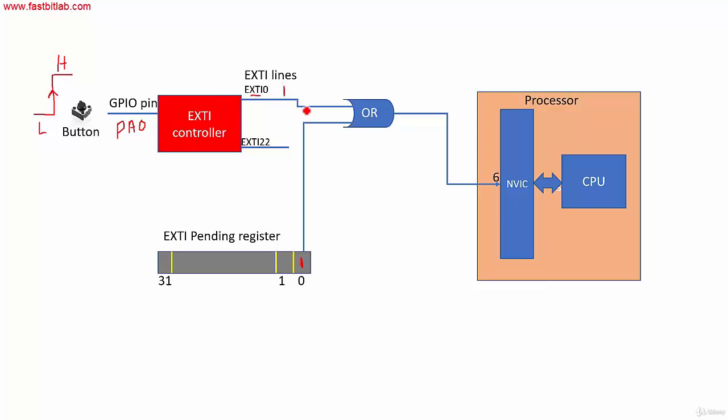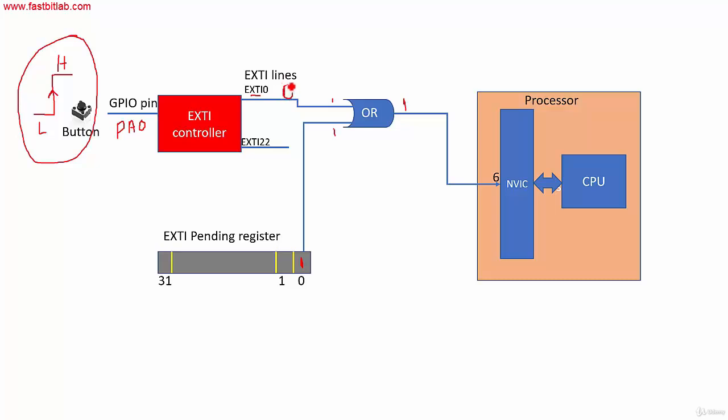Now, let's assume that these two lines are connected to a simple OR gate here. And when both the inputs are 1 and 1, the output will be 1. That output is connected to the NVIC. So the NVIC gets the signal. When the NVIC gets the signal, the interrupt is triggered, right? The CPU runs your interrupt service routine. So now when this signal goes away, the EXTI controller deasserts this EXTI 0 line.